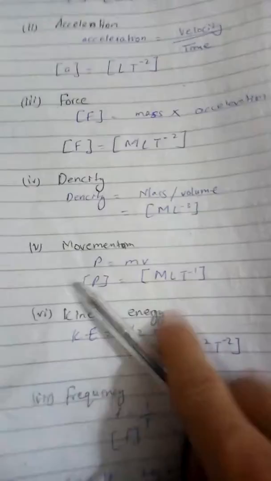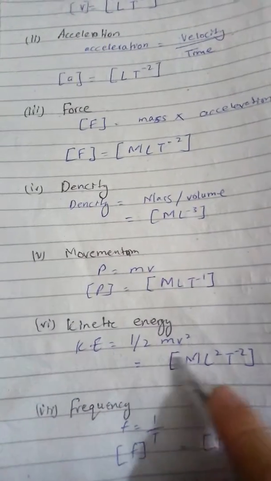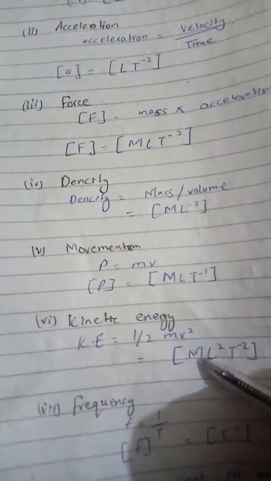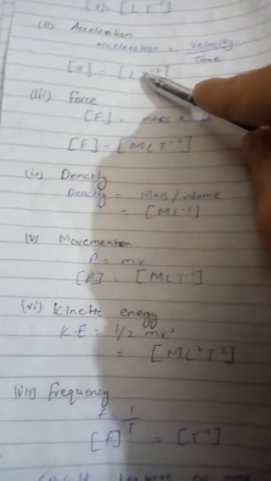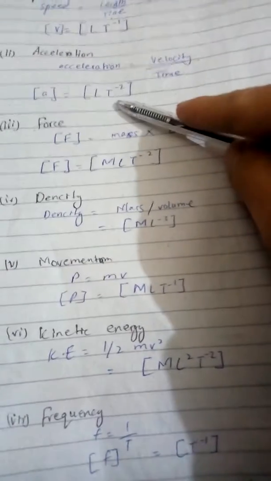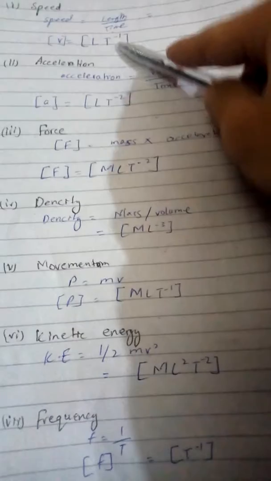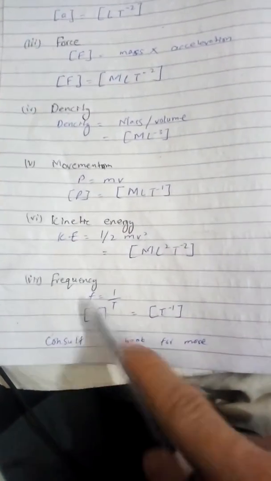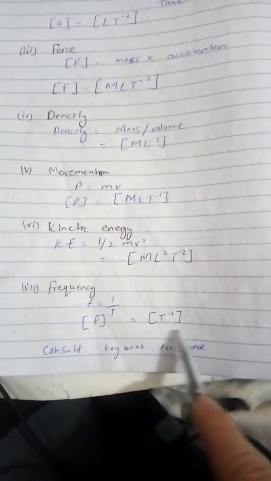And another, here comes kinetic energy. We know that kinetic energy is 1/2 mv squared. So we know m is just M, and we have speed here. Take the square of that and put it here, and you will get the kinetic energy. Here is the frequency. We know that frequency is the negative power of time, and we will call it just T^-1.